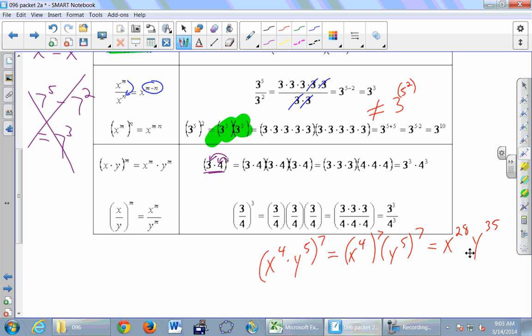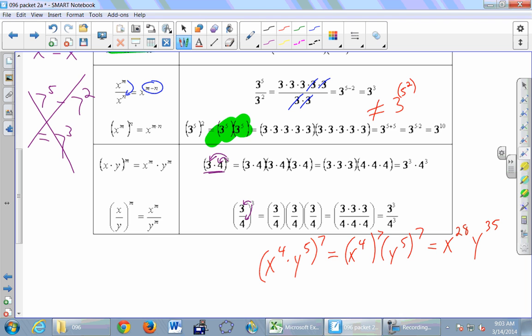And so it's another kind of thing where if you have a power on the outside, that power comes in and in some sense distributes to the 2 things inside. So rules 4 and 5 are basically the same idea. Whether you have multiplication or division, powers on the outside come in and hit both of those things.